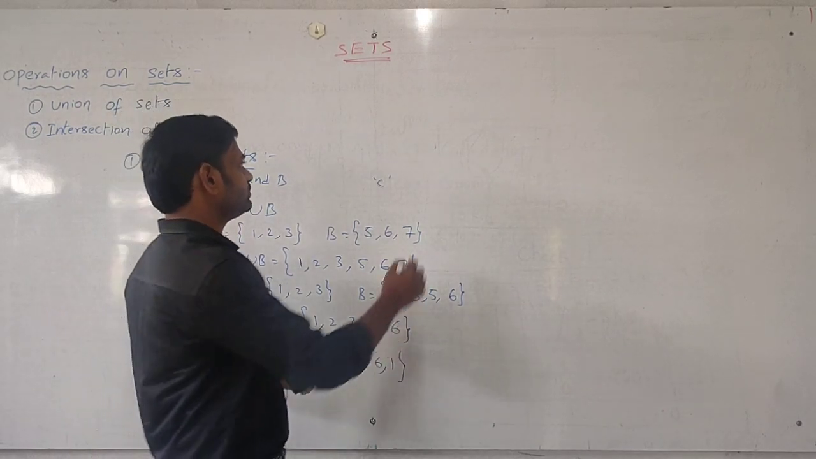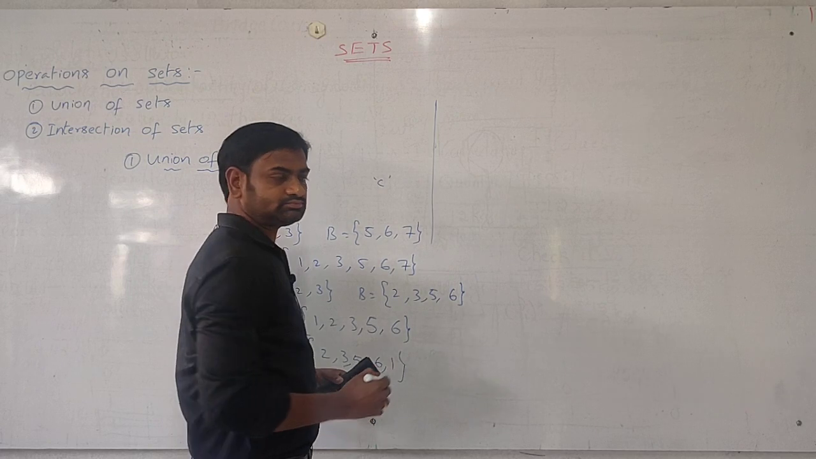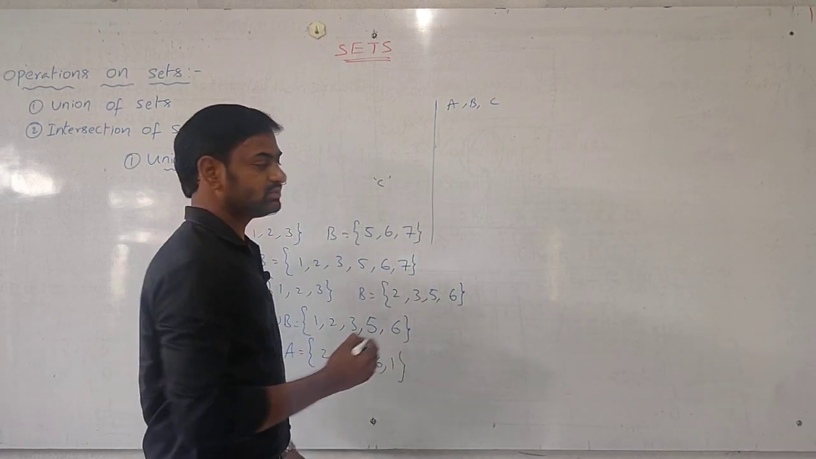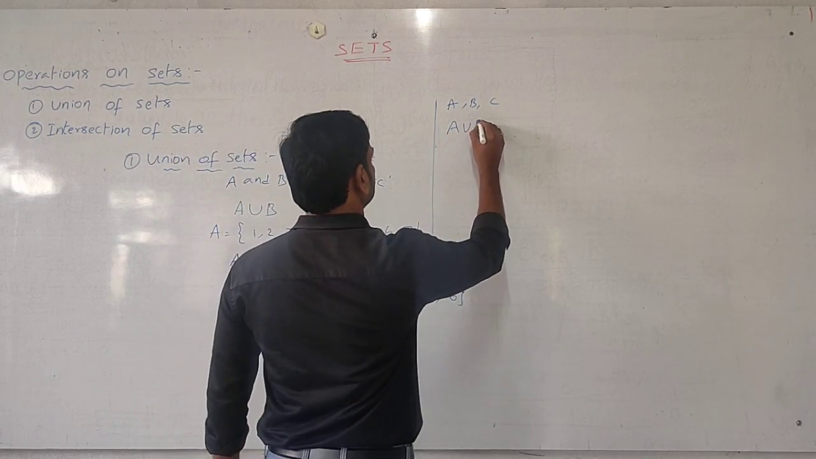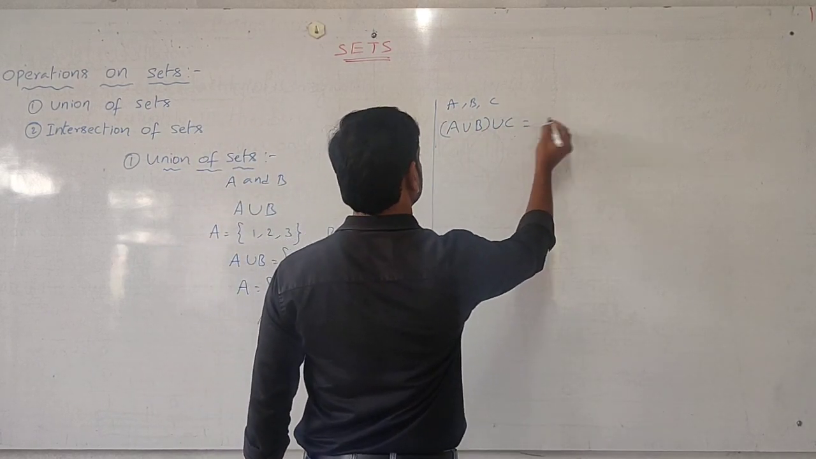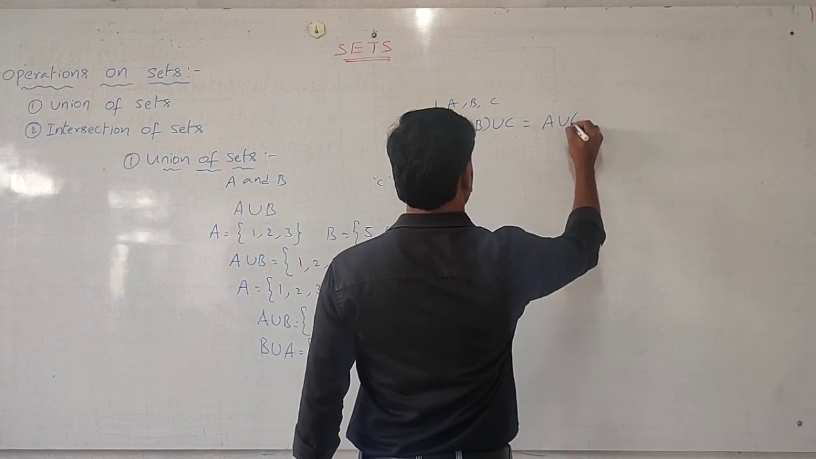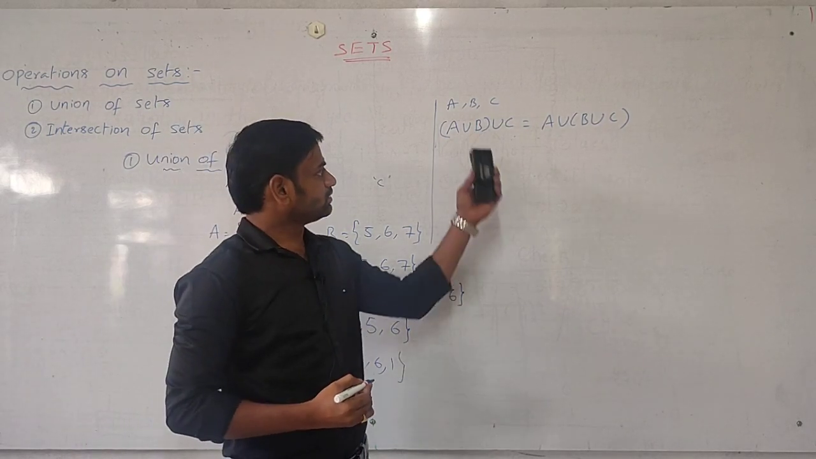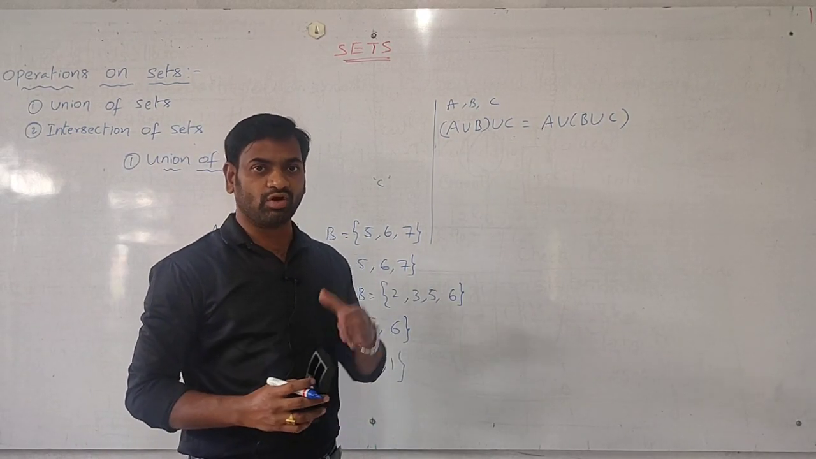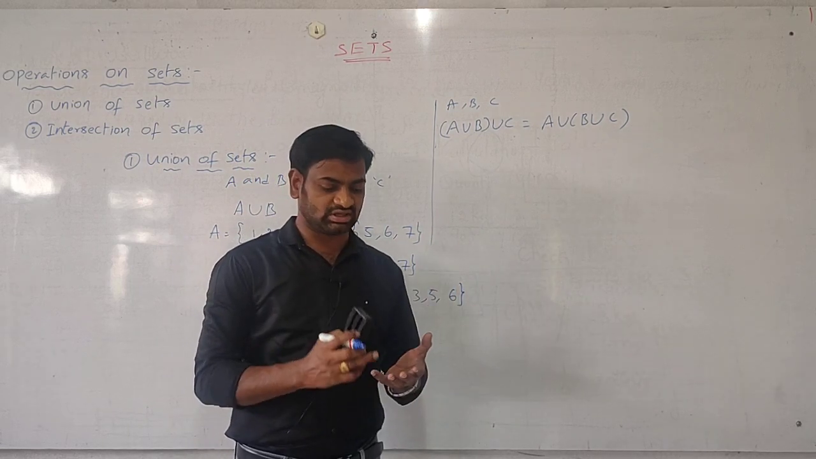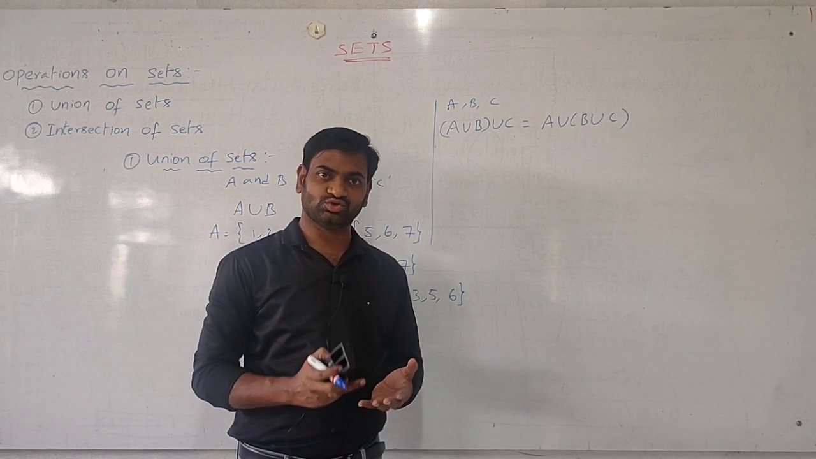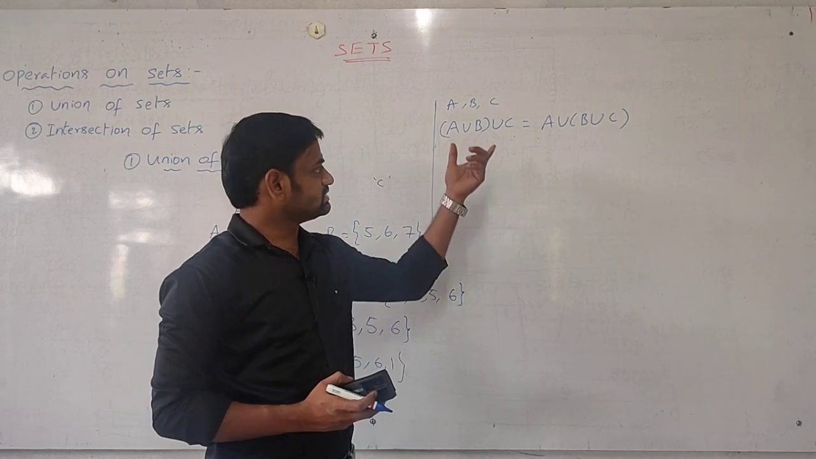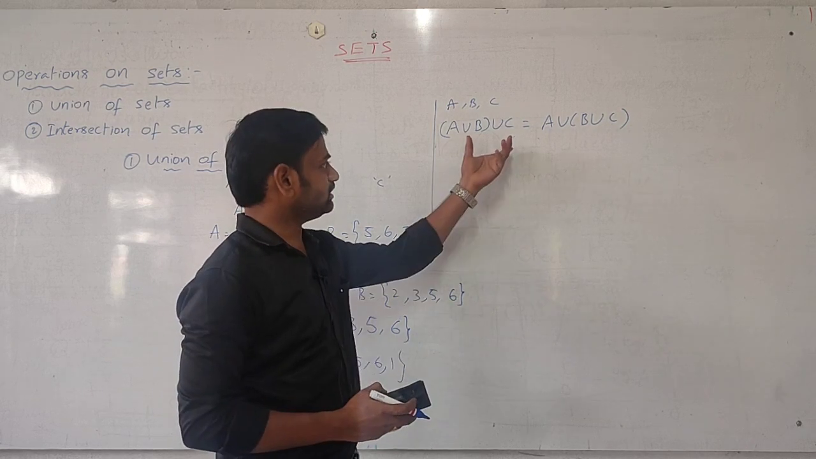In the same way, if I take three sets, A, B, C, then A union B union C is equal to A union (B union C). It is correct. If you want, take an example: you can choose A, B, C anything, and substitute here. You will get the same. These both are equal.